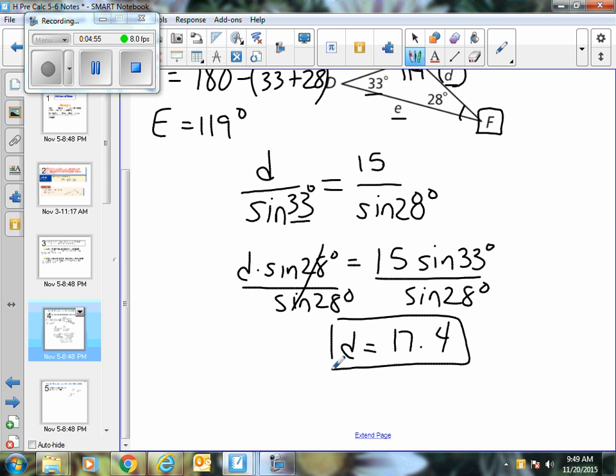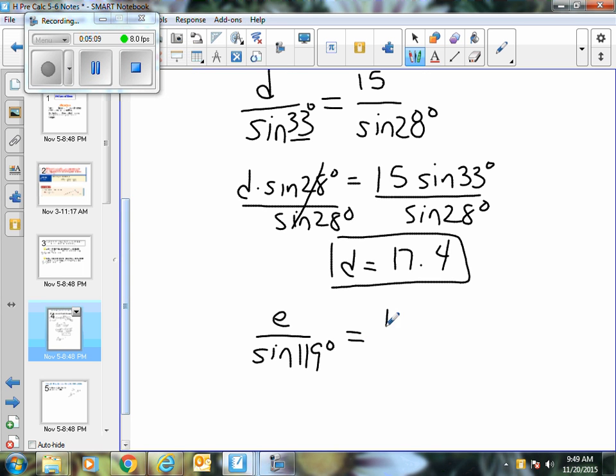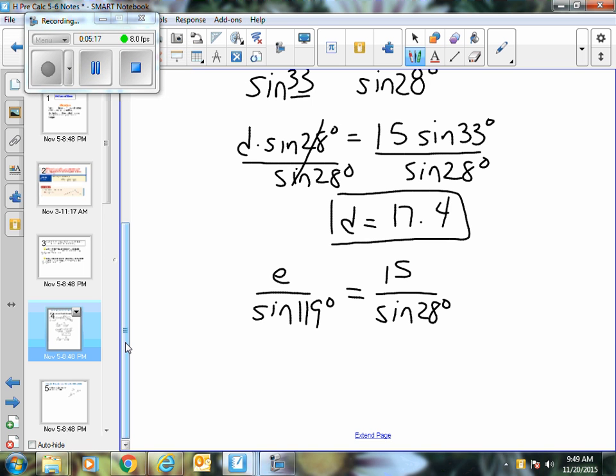Okay, well then how would you find little e? Well, you're going to do exactly the same thing. We're going to set up our proportion again. So little e is to the sine of angle E, which we calculated to be 119, as, and we're going to go back and use that same information that we knew originally. Always good to go back to things that aren't rounded. So I'm going to use that little f is to the sine of angle F again. Cross multiply and divide just like we did in the other one.